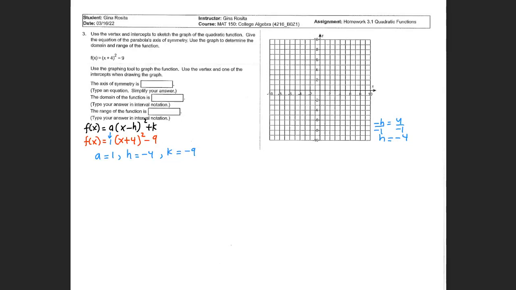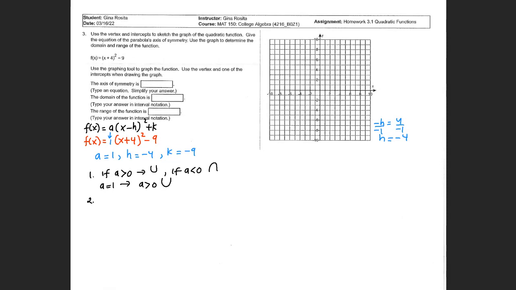Okay, now step 1. If a is greater than 0, the parabola opens upward, like this. If a is less than 0, the parabola opens downward, like this. Now, our problem has a = 1, which means a is greater than 0, so the parabola opens upward. Follow? This is the first step.